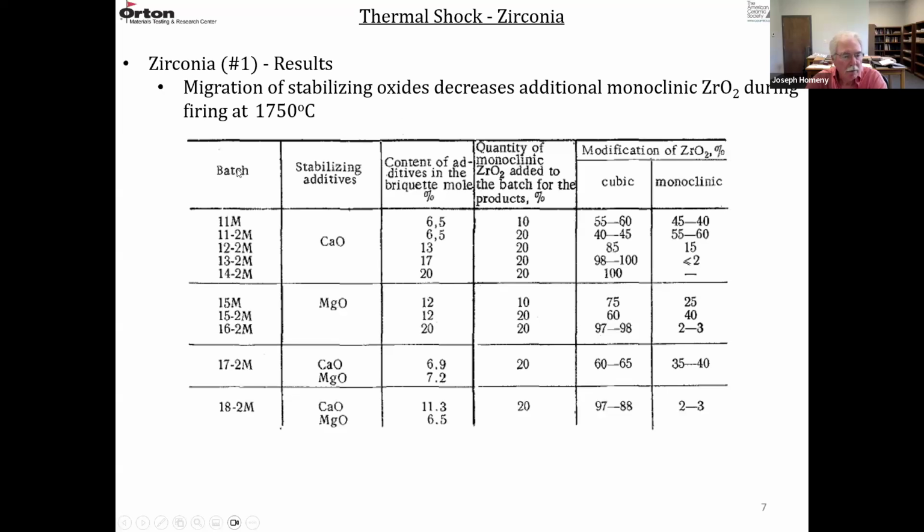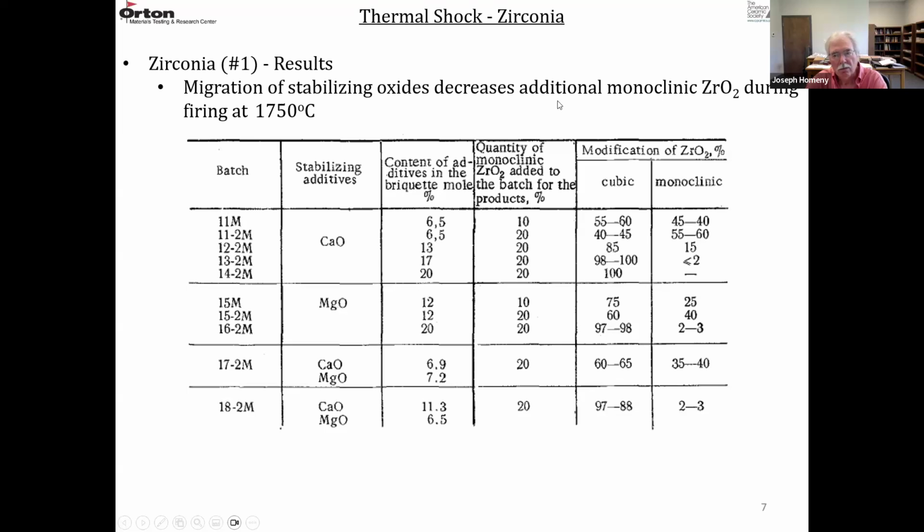So now the batch numbers 11 through 18 are modified. So there's an M after them for the additions. So an M means there's a 10% monoclinic zirconia addition, and a 2M just means 20 mole%.